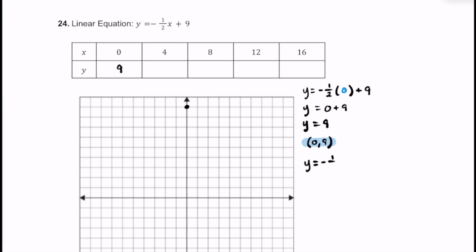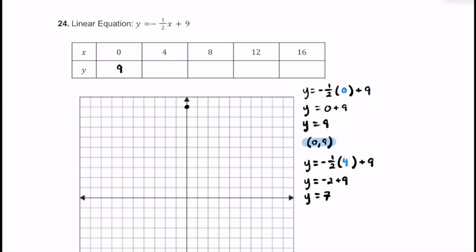So it's y is equal to negative 1/2 multiplied by 4 this time. So we're going to go ahead and multiply that, then add 9. So what's half of 4? Half of 4 is 2. So what's negative half of 4? That's just going to be negative 2. So we have negative 2 plus 9. And negative 2 plus 9 is going to equal positive 7.